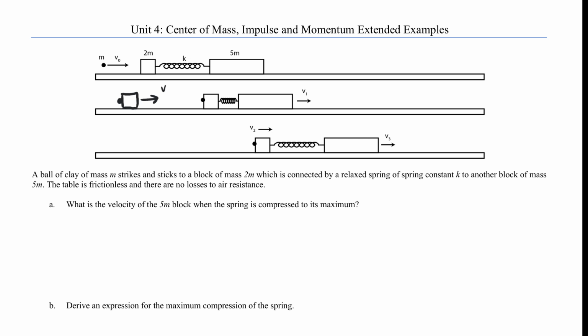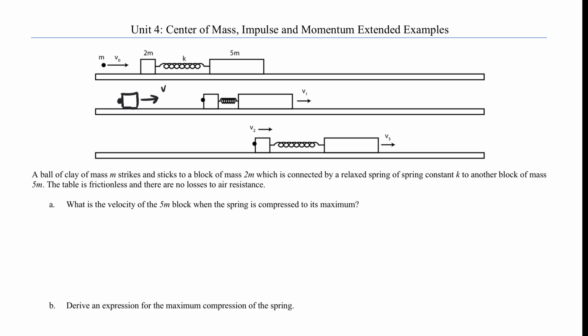Then the block begins to compress the spring. The spring applies a force to the left on the smaller block, and the same force to the right on the bigger block. So the little block's going to start slowing down, and the big block's going to start speeding up. Does that make sense? That will occur until the two things are at the same speed. So this, V1, represents the moment that both the 2m block and the 5m block are at the same velocity, but the spring is compressed.